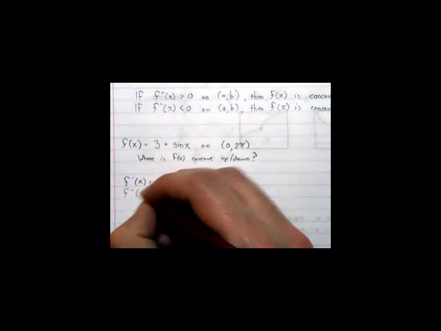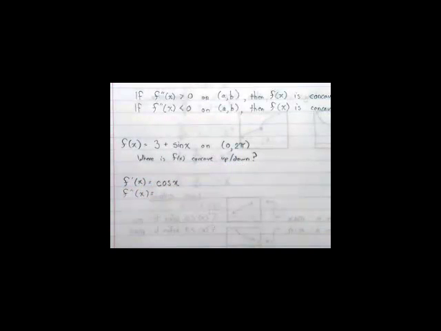All right, got the first derivative. What should I do next? Second derivative. Good answer. All right, so what is the derivative of cosine? Negative sine.